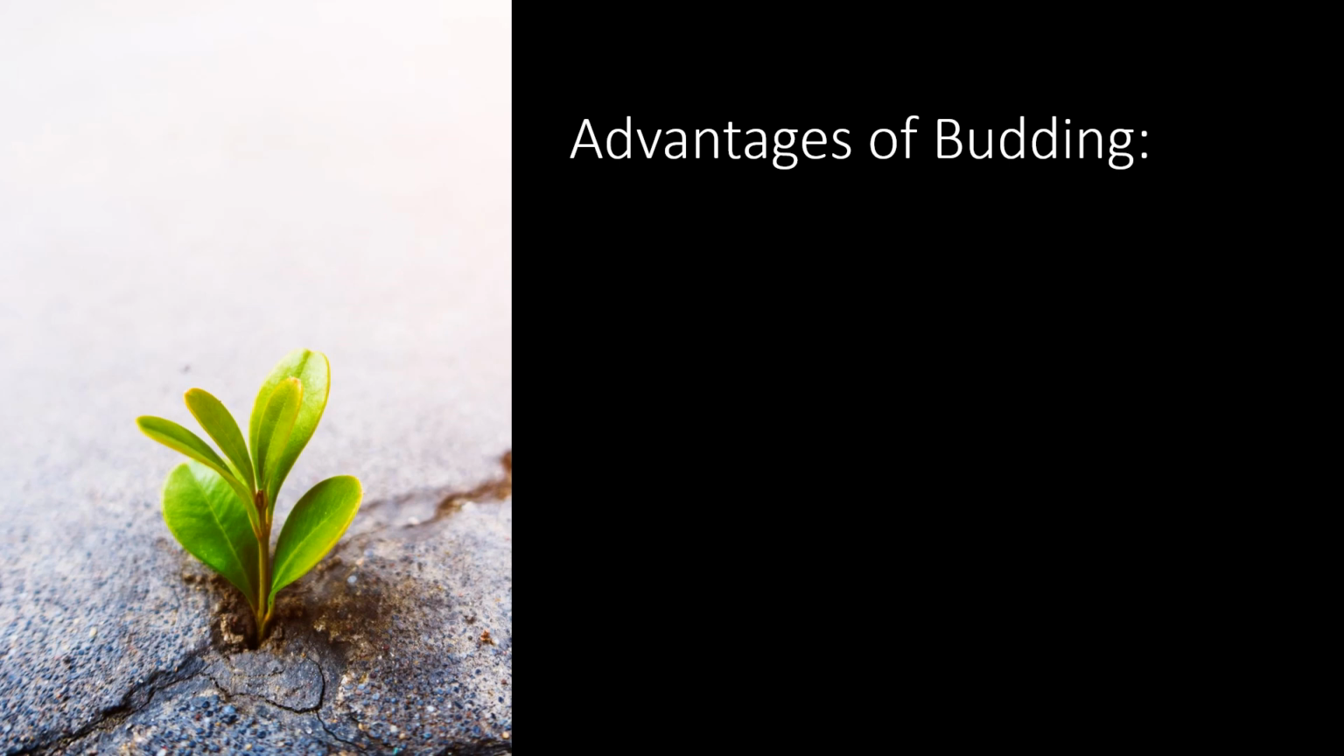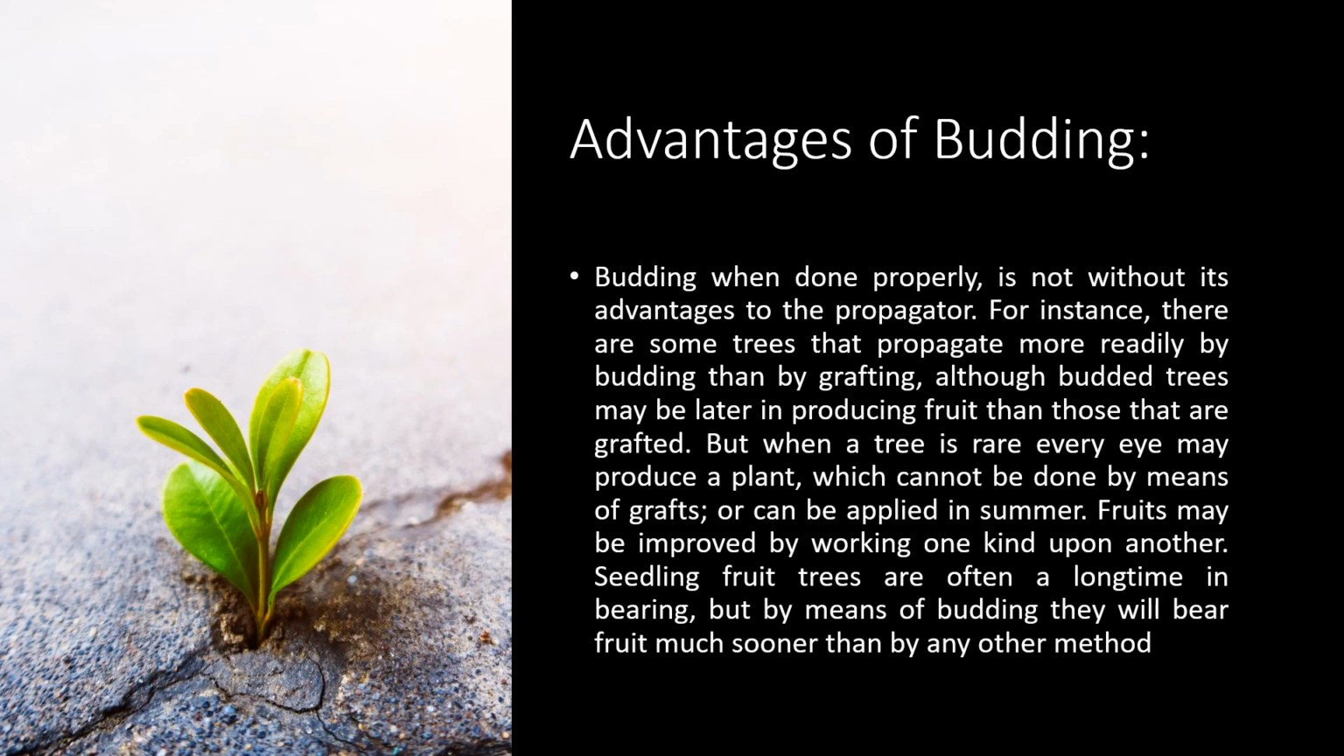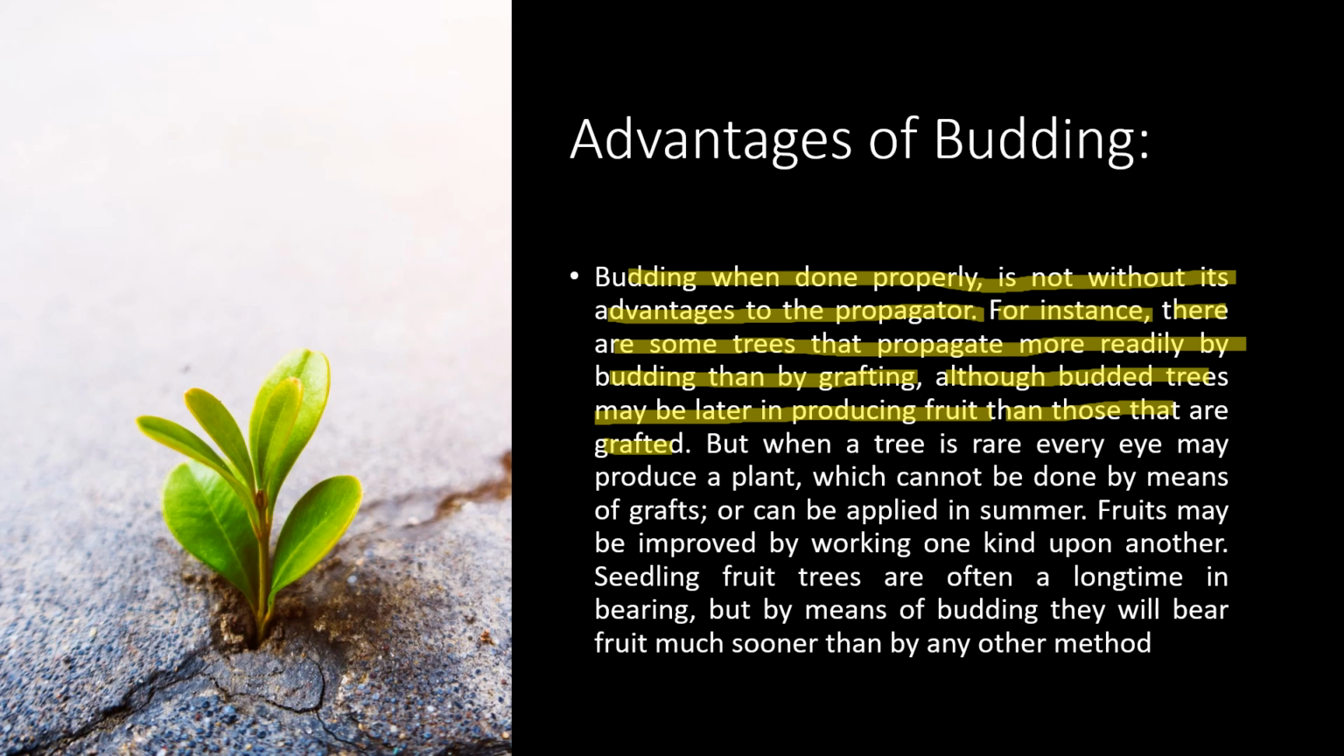So what are the advantages of budding? Budding, when done properly, is not without its advantages to the propagator. For instance, there are some trees that propagate more readily by budding than by grafting, although budded trees may be later in producing fruit than those that are grafted. But when a tree is rare, every eye may produce a plant, which cannot be done by means of grafts, or can be applied in summer.